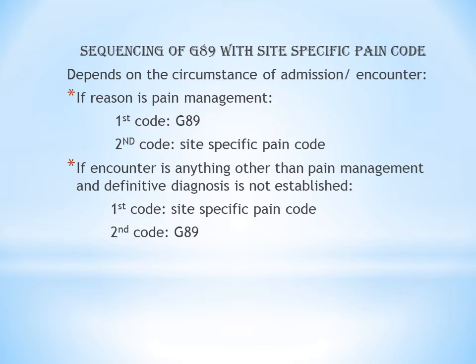Then second one, if the encounter is for anything other than pain management and a definitive diagnosis is not established: that is, the patient comes with some kind of acute or chronic pain, the site of pain is also mentioned, a diagnosis is not established, and the patient is not coming for management of pain. The treatment is for something other than pain management. Then what you have to code is, first, the site specific pain code, and second, G89.